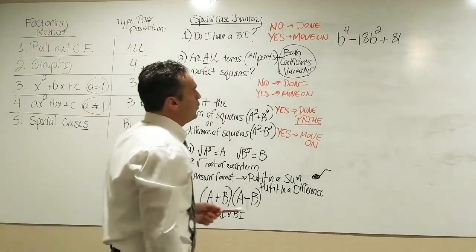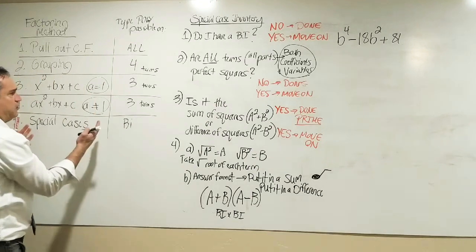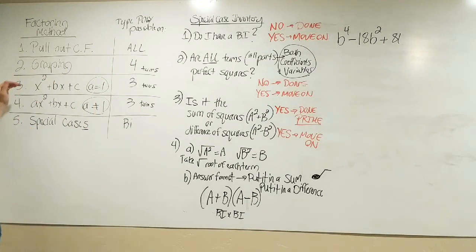We do not have 4 terms, we have 3 terms. If we have 3 terms, we know we have a choice between one of these two methods. We're choosing here whether a equals 1.